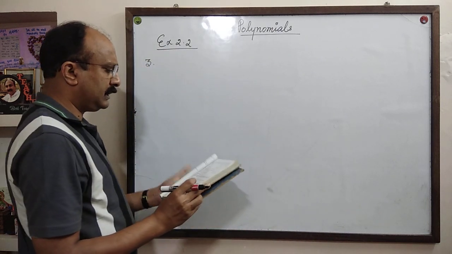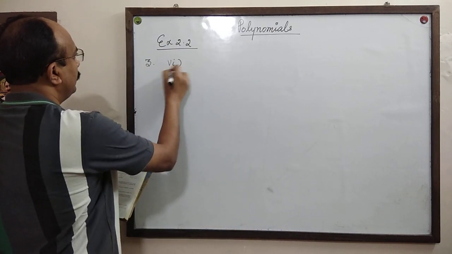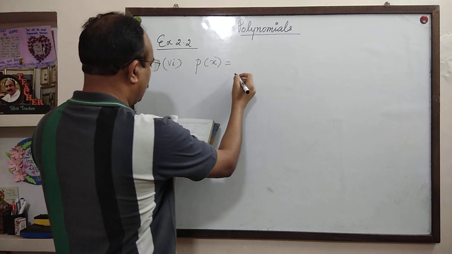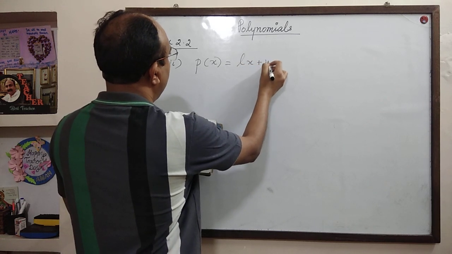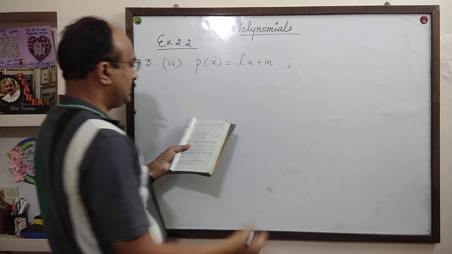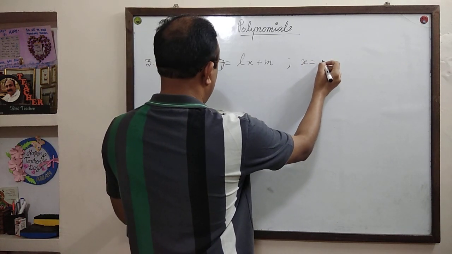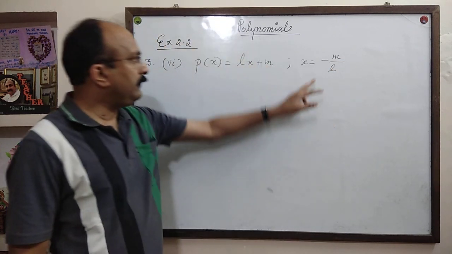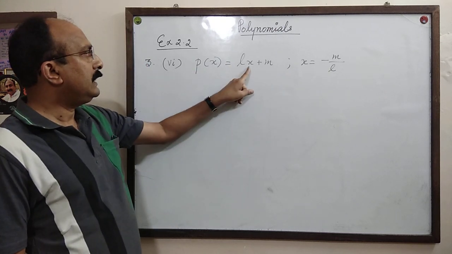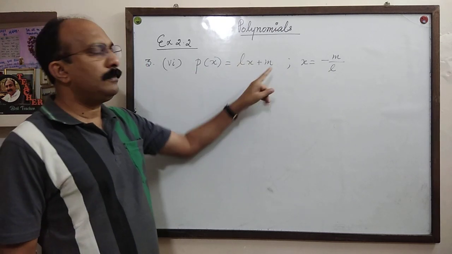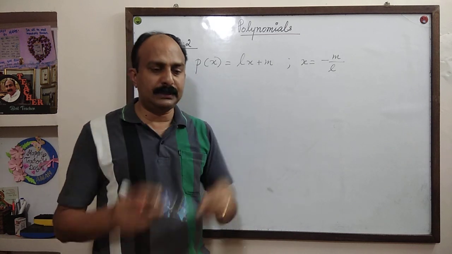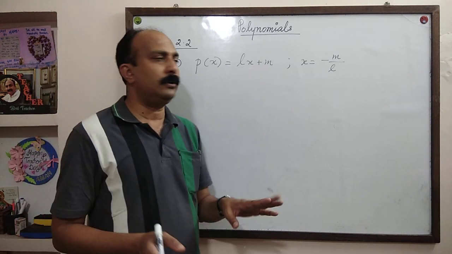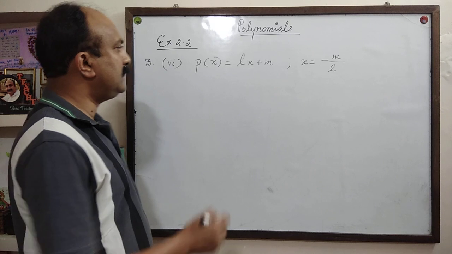Now I am going to do question number 6. Question number 6 is p(x) equal to lx plus m, and x is equal to minus m upon l. Here we are given only one value of x. That means here the variable is x; l and m are constants, but the values of these constants are not given. So let it be as it is. l and m will be treated as l and m only. The value of x is given: minus m upon l.